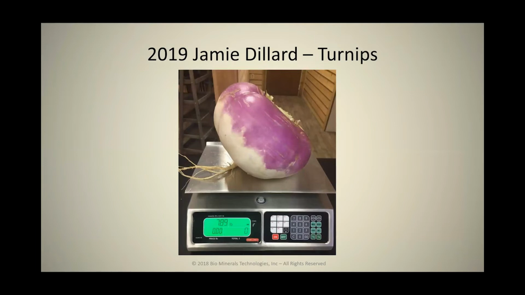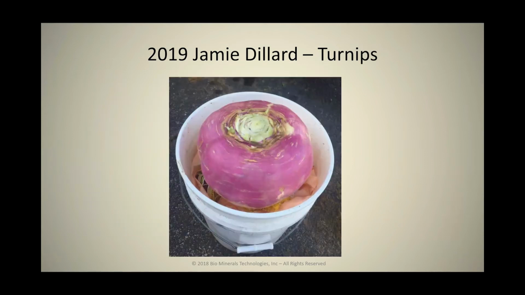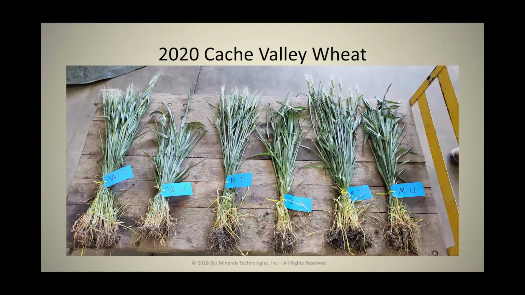Another picture Jamie sent me of his turnip. This is an 8-pound turnip. Well, not quite 8 pounds, but very close. And this is what it looks like in a 5-gallon bucket. Jamie sent me some turnips that were huge, and they were absolutely delicious.